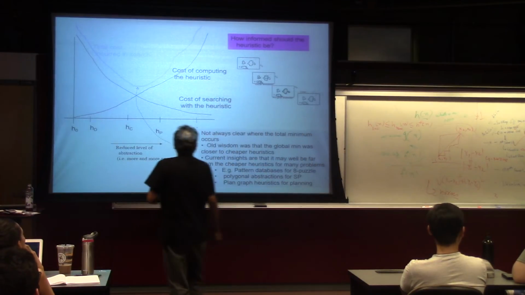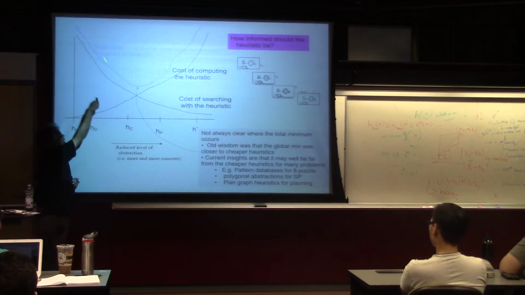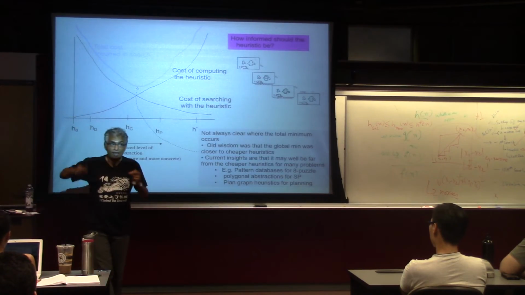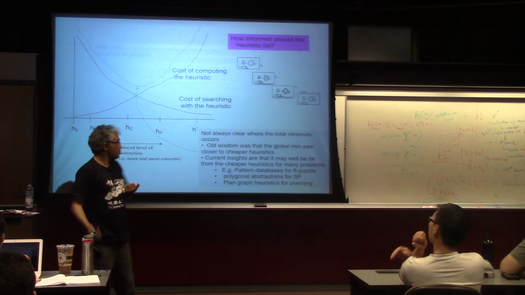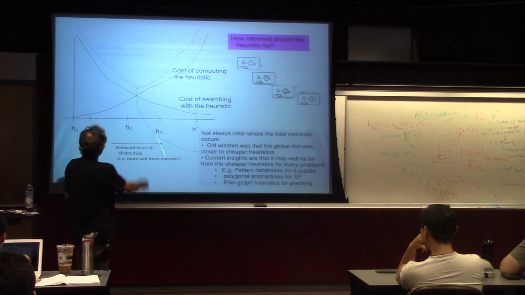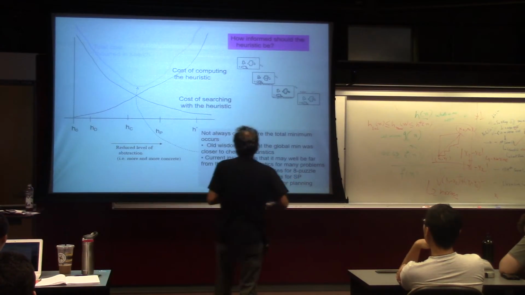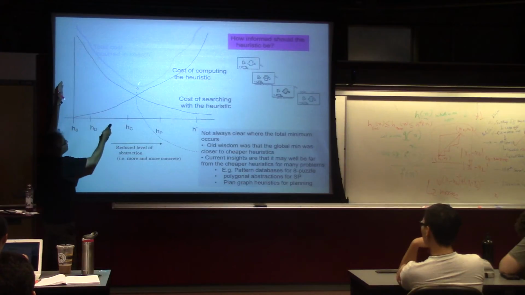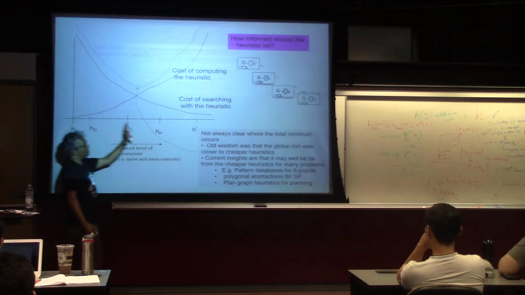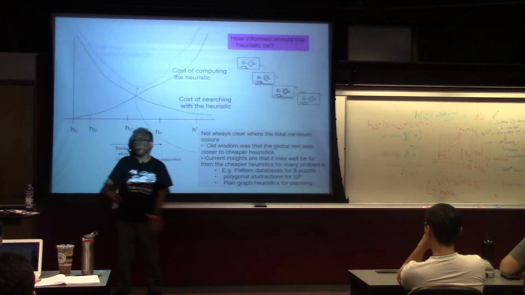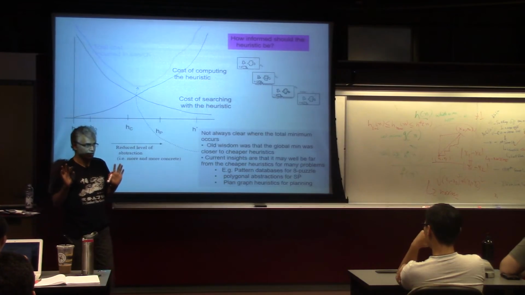Okay, so what is the best heuristic? Well, the best heuristic should be the one that optimizes the total cost of computing the heuristic plus doing search with it. So if you add these two curves, the blue curve comes, approximately. And what that blue curve says essentially is you expect the search to be the most efficient not at the cheapest heuristics, not at the most accurate heuristics, but somewhere in the middle. You understand that? Okay? This is the minimum.